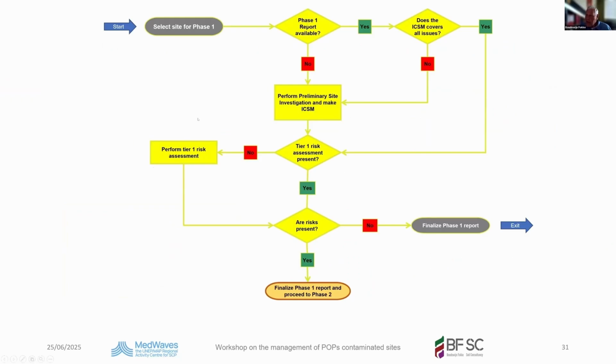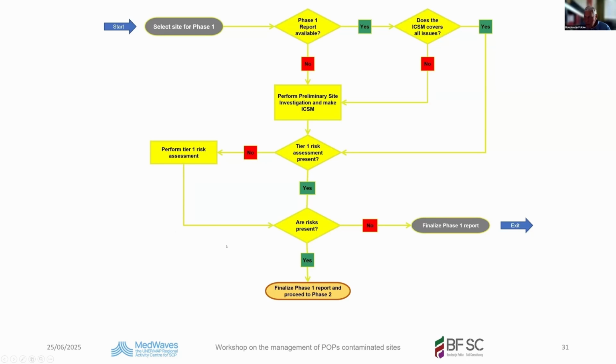This is a flow diagram of the process. You start your phase 1. Is there a report available? Yes. Does it cover all the issues? Yes. Are there risks? No. Or is the risk assessment available? No. Perform a risk assessment. Are there risks present? No. Finalize. Yes. Continue. Now, if it is this road, perform a risk assessment, perform the investigation, make a conceptual site model, carry out a first level risk assessment. Are there risks? Yes, and then proceed. So if you carry out a phase 1, this helps you with the process.